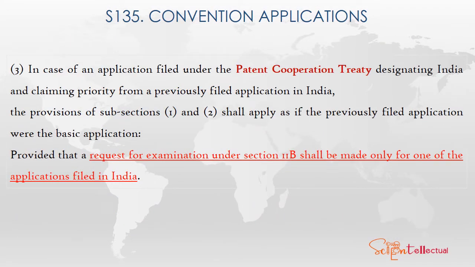Section 135, subsection 3. In case of a PCT application which is designating India and claiming priority from a previously filed application in India, the provisions of subsections 1 and 2, which have been discussed right now, shall be applied as if the previously filed application was the basic application. The request for examination under section 11B shall be made only for one of the applications filed in India. So it's not needed to apply for request for examination for all of them.